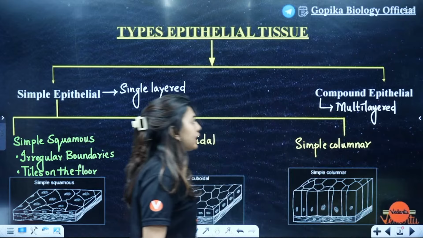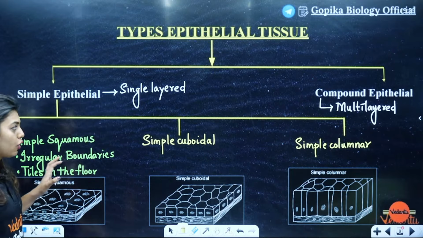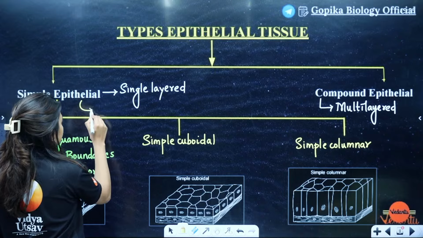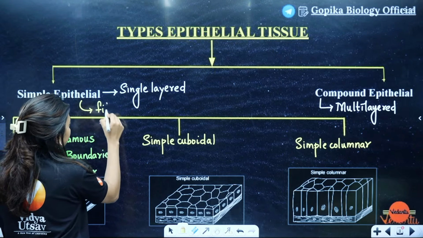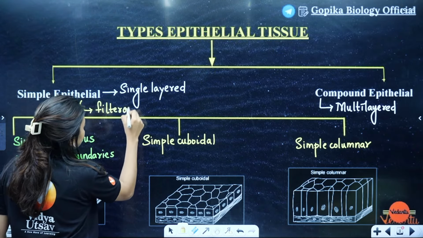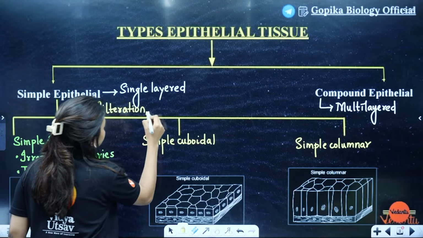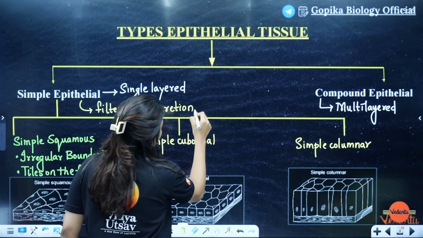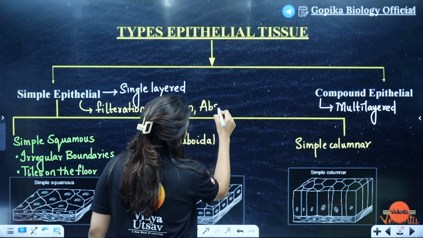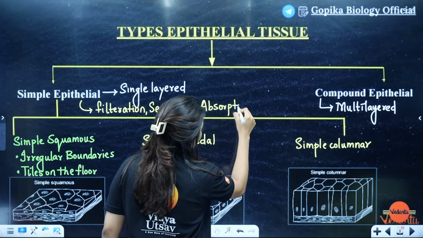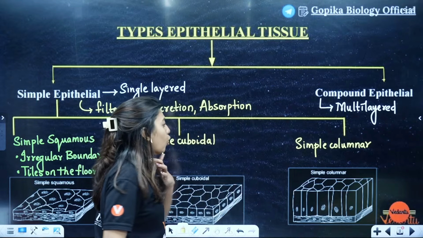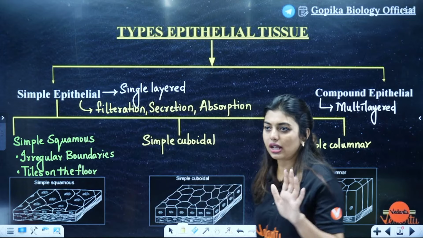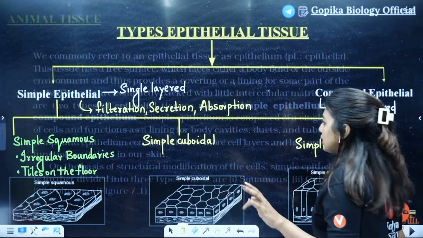Simple columnar. Now I told you epithelial cells themselves are going to help with what? Filtration, diffusion, secretion, absorption. Everyone has one or the other function. So don't forget this. They will ask you questions on the functions only. They will not ask you, oh, is it simple or multi? They will not ask that. Yes, we are going to come to that.